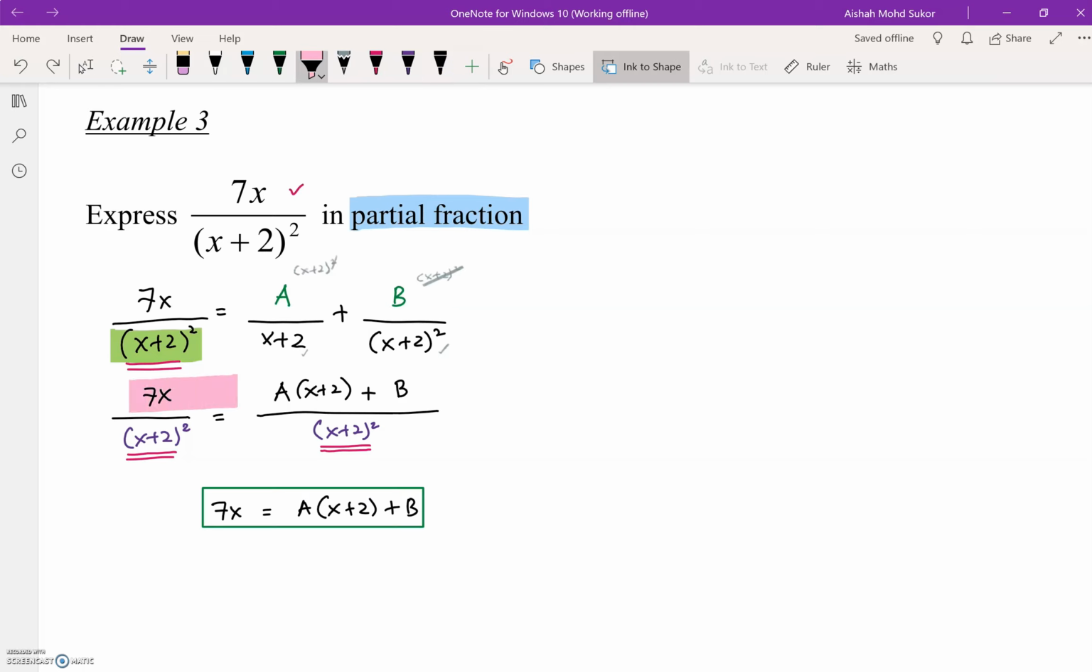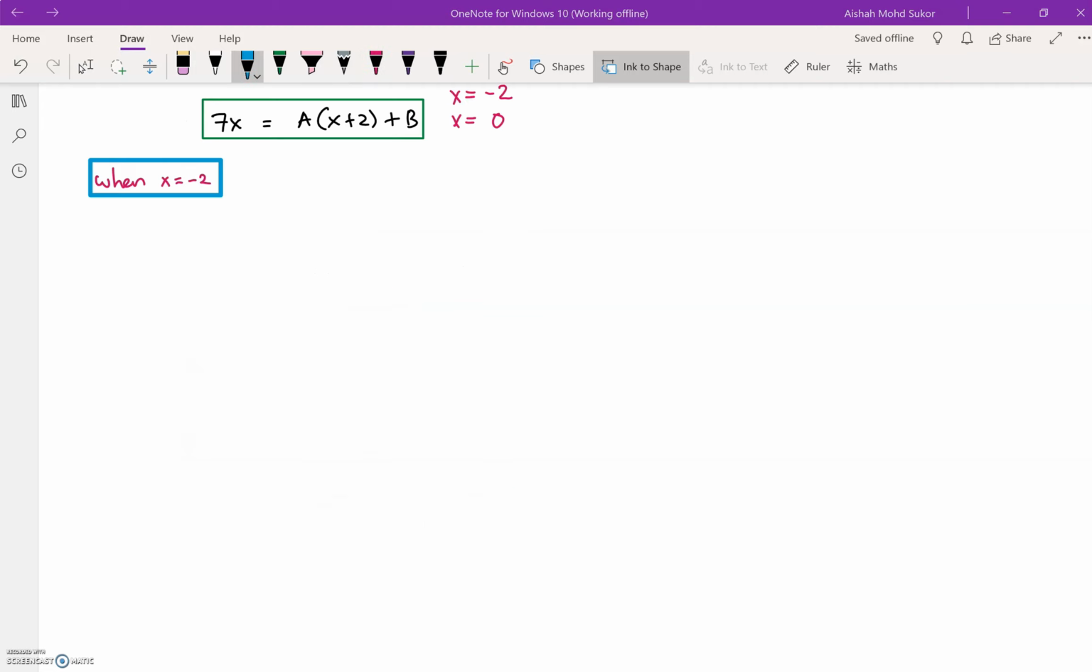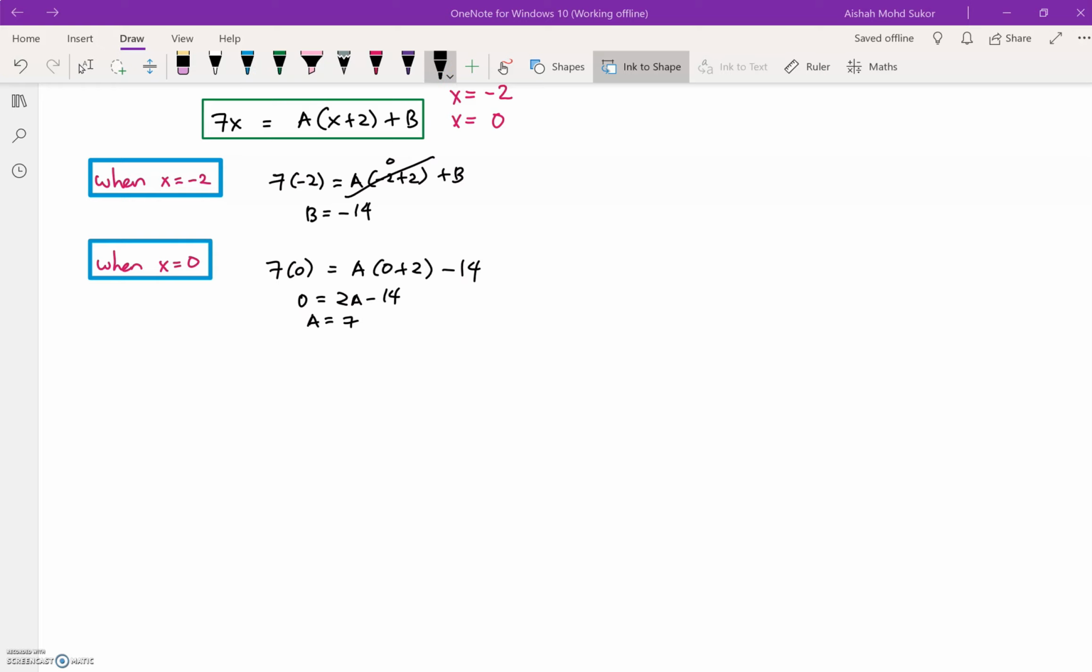Now you can use the two numerators to find the values for a and b. I have two constants here, a and b, so I have to choose two values of x. So first, I am going to use x equals negative 2. And for the other value, you can use any value of x. So I choose x equals 0. When x equals negative 2, b is equal to negative 14. When x is equal to 0, a is equal to 7. This is the partial fractions.